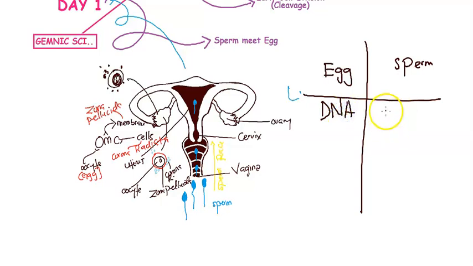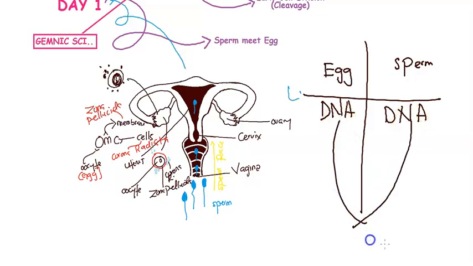Deoxyribonucleic acid, is it right? They both have the DNA. So the genetic material from the sperm and the egg combine, forming a single cell, which we call the zygote. So don't forget, this zygote simply contains all the DNA needed to develop into a human.